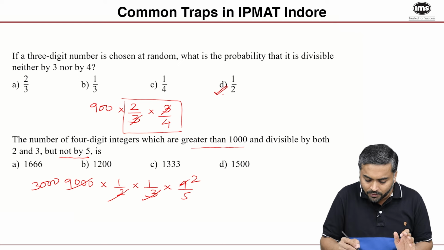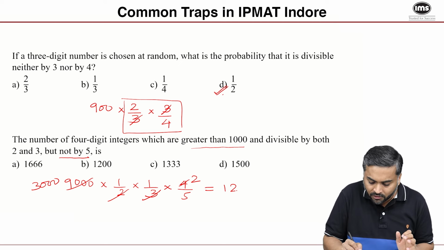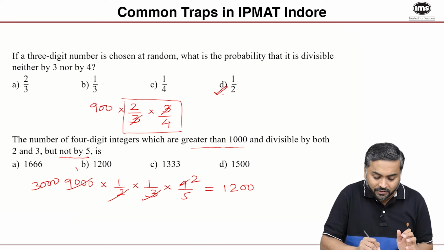3000 into 2 is 6000. 6000 divided by 5 is 1200. And that's my answer.